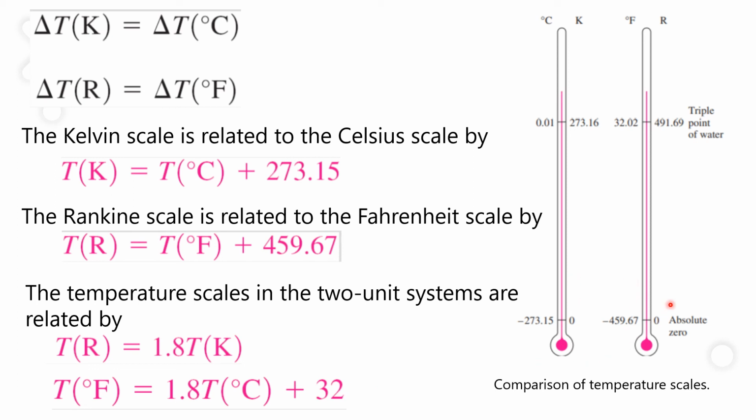This figure shows a comparison of temperature scales. So this is for the degrees Celsius and Kelvin. The equivalent of negative 273.15 degrees Celsius is 0 Kelvin. And for the degrees Fahrenheit and Rankine, negative 459.67 degrees Fahrenheit is equivalent to 0 Rankine or the absolute zero.